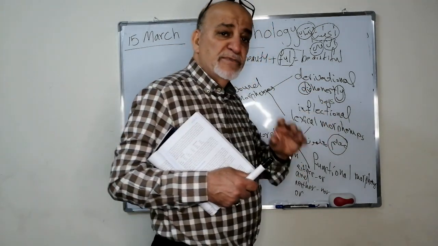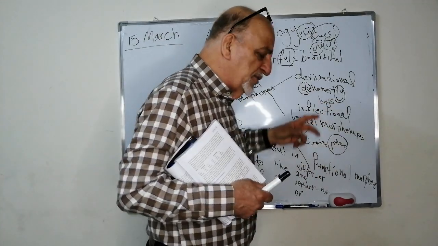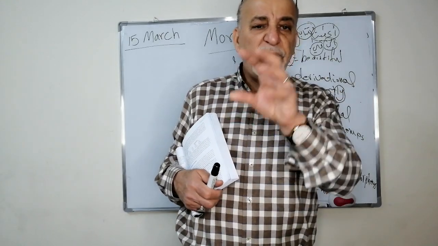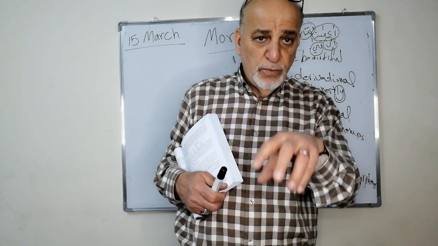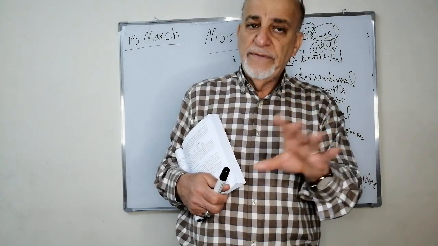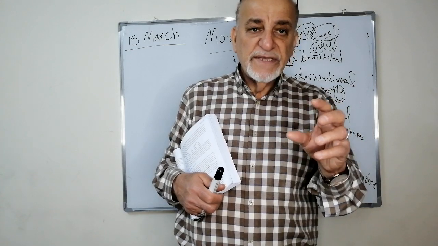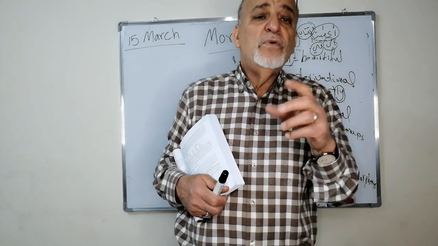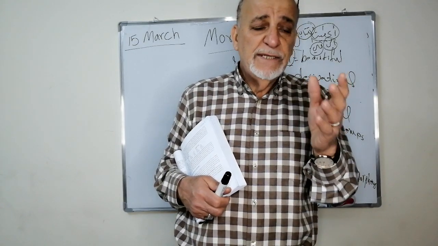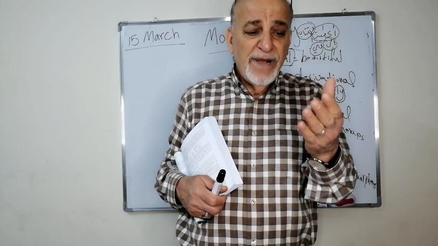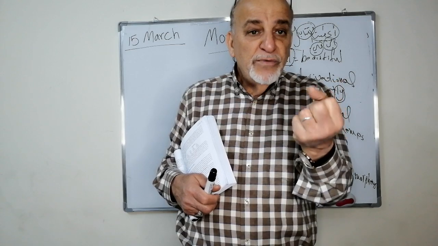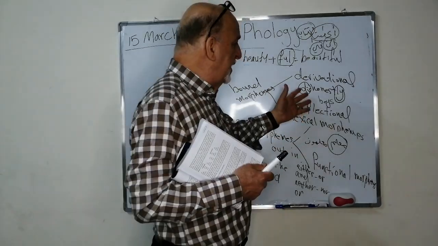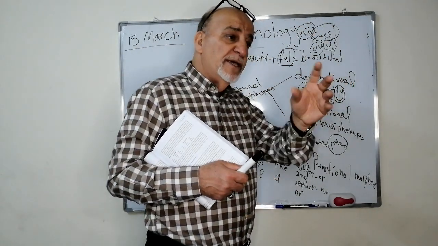Whereas inflectional morphemes work only inside the sentence. That is it. But are they given a separate entry like derivational morphemes? No, inflectional morphemes are not given a separate entry. But derivational morphemes, when we add them, give us a new word. That word, when you go through the dictionary, you will find it.